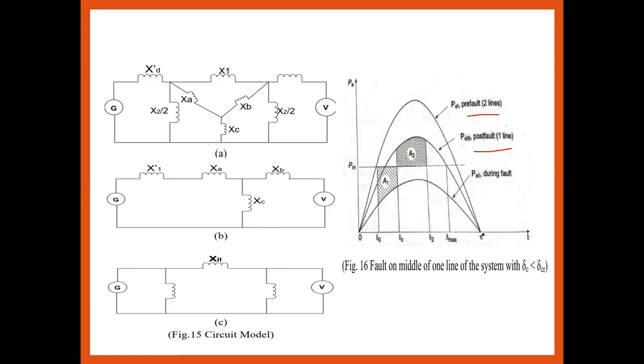and these are the conditions. It is delta max during the fault at the middle end of that line, with delta C should be less than critical. Delta C should be less than what? It is delta CR, the critical angle.